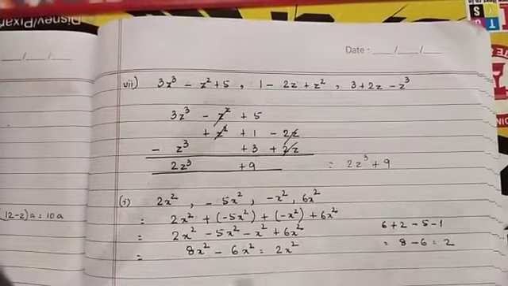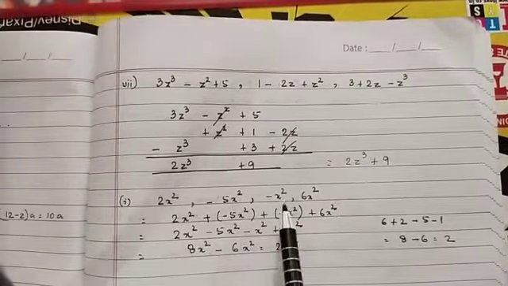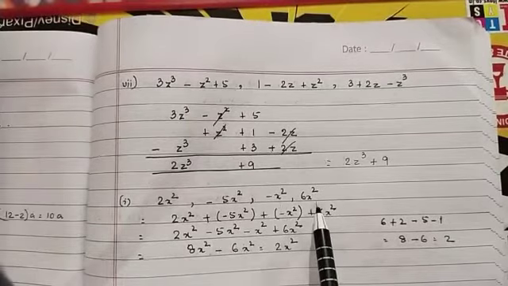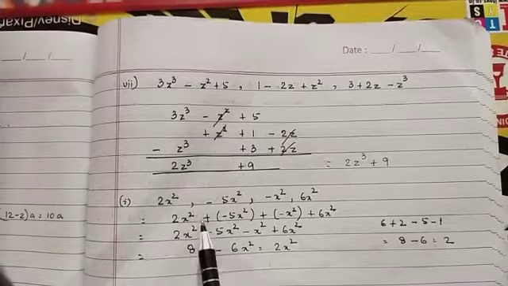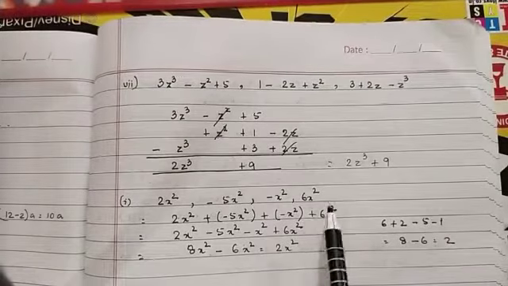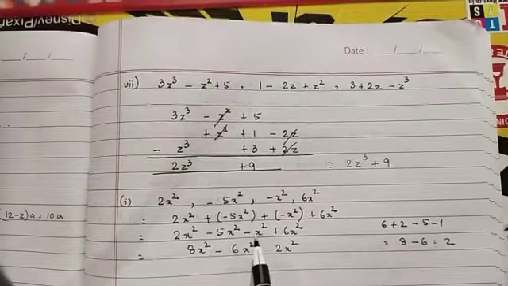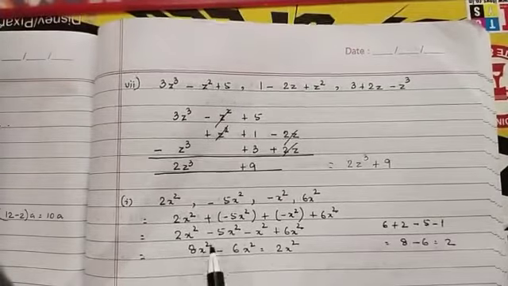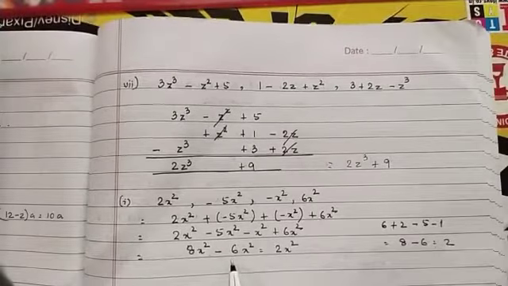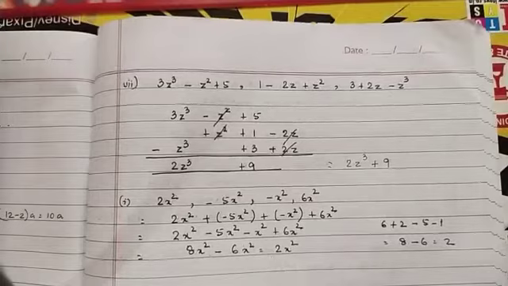Clear? Next question, 2x square, minus 5x square, minus x square and 6x square. All these to be added together. In place of the commas, put plus sign and then you will have 2 minus 5 minus 1 plus 6. 2 plus 6 is 8 and minus 5 minus 1 is minus 6. So 8 minus 6 is 2.